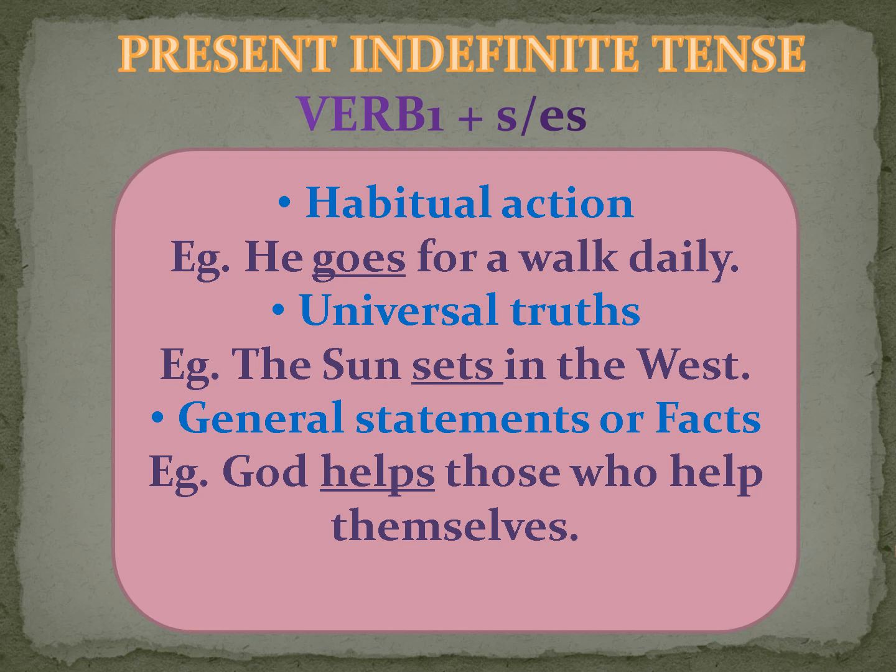First is habitual action. Example, he goes for a walk daily. Second, universal truths. Example, the sun sets in the west. Third is general statements or facts. Example, God helps those who help themselves.